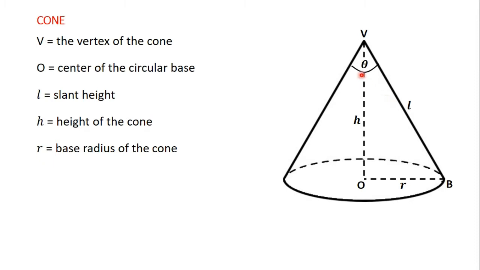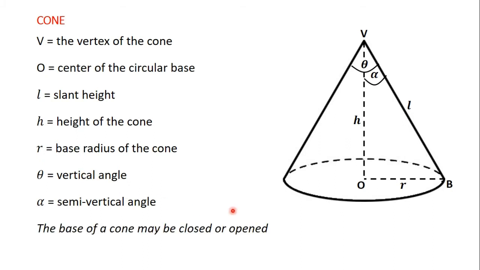If you have a cone like this, the angle created at V here, which we are going to call theta, is called the vertical angle. So the total angle created here is called the vertical angle. Half of the vertical angle, which we are representing by alpha in this diagram, is called the semi-vertical angle. If you divide the vertical angle by 2, you will get the semi-vertical angle. In the same way, if you multiply the semi-vertical angle by 2, you will get the vertical angle.